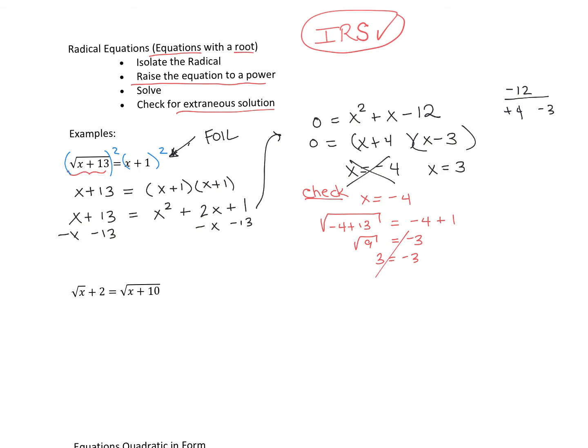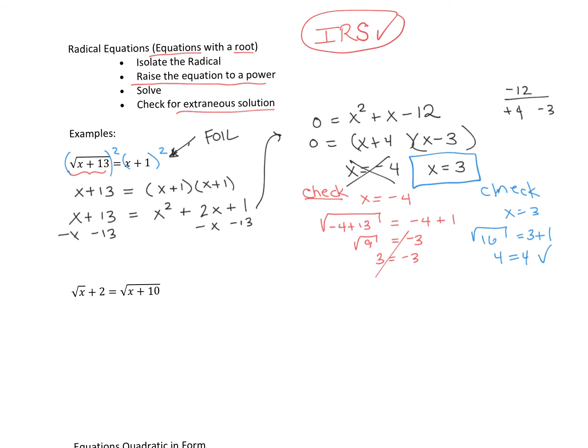Now, that doesn't mean that the second one is also extraneous. It may or may not be. So we're now going to check x equals 3. We'll get the square root of 3 plus 13, or 16, equals 3 plus 1, or 4, equals 4, and that does check. So our solution here is just x equals 3.